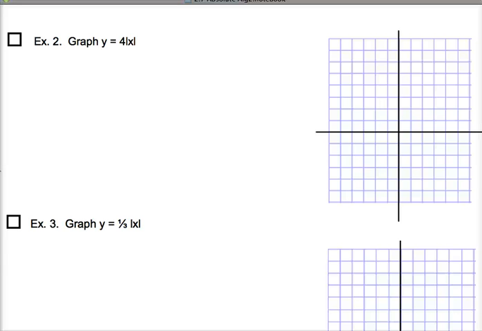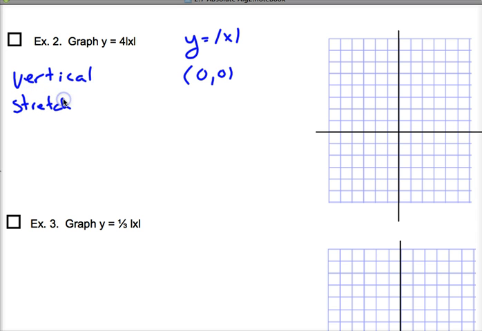Y equals 4 times the absolute value of x. Let's think about our parent function. Y equals absolute value of x. That has a vertex at 0, 0. What's 4 going to do? 4, if you remember from 2.6, is a vertical stretch of 4. If you want to apply a vertical stretch of 4, that just means you're going to take the y and multiply it by 4. Wow, that just leaves you at 0, 0. So on this one, the vertex is at 0, 0.